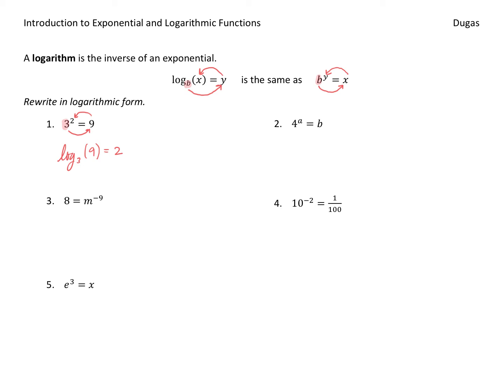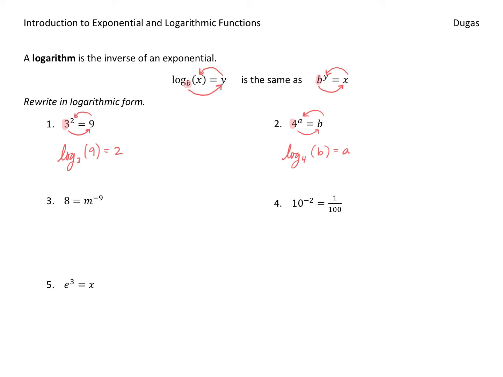Number 2, we're going to do the same thing. Identify the base. The base is what's raised to the power, so the base is 4. So we'll start by writing log base 4 of b is equal to a. And that's now written in log form.